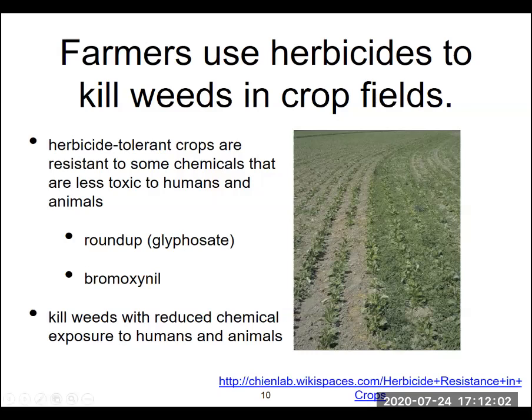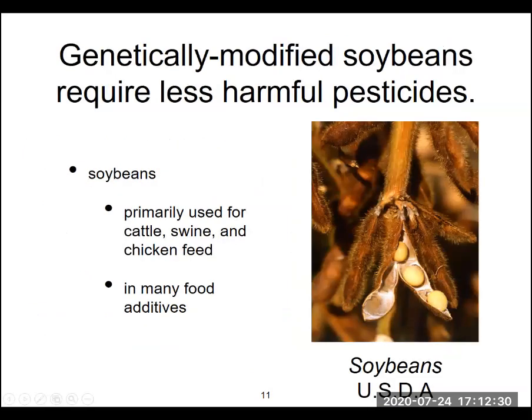Now the idea is that the herbicide-tolerant (HT) genetically modified plants are going to result in the need for less of these toxic chemicals being added onto these fields. So if you're using these genetically modified organisms, we're going to be able to use less of these harmful chemicals and make the food source safer. But again, there are a lot of concerns about this and a lot of conflicting data out there.